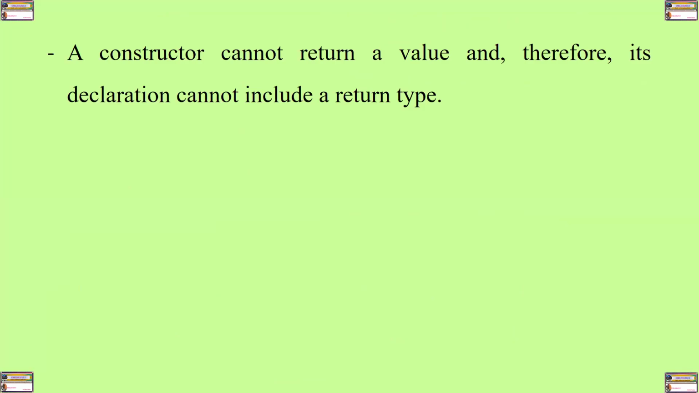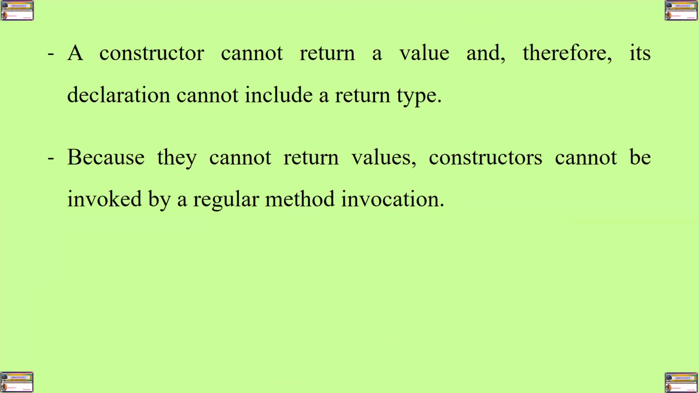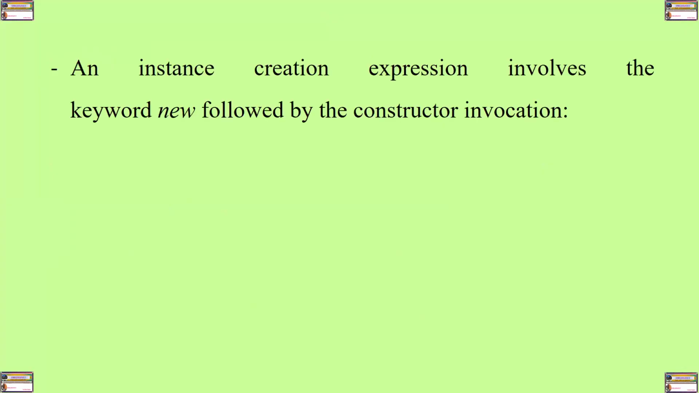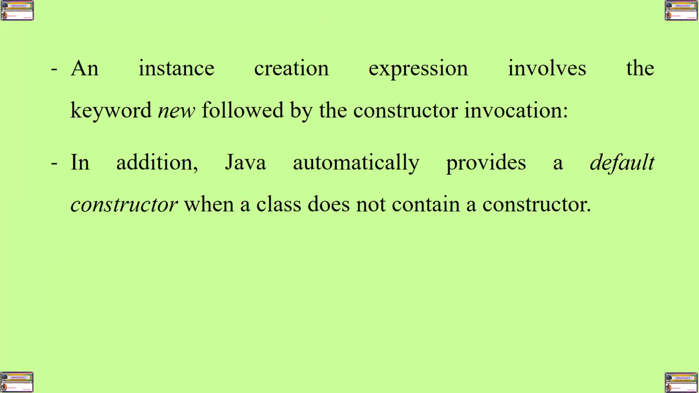A constructor cannot return a value, and therefore, its declaration cannot include a return type. This is because they cannot return values, and therefore, constructors cannot be invoked by a regular method invocation. Instead, constructors are invoked as part of an instance creation expression when instance objects are created. An instance creation expression involves the keyword new followed by the constructor invocation. Java automatically provides a default constructor when a class does not contain a constructor.